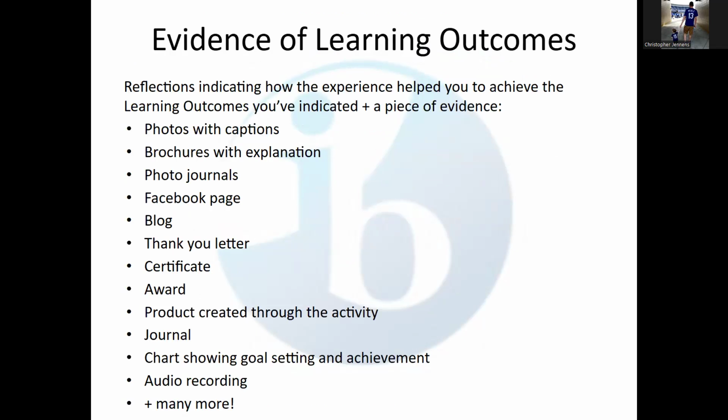You're going to write reflections indicating how the experience helped you to achieve the learning outcomes that you've indicated. With each experience, you will indicate what learning outcome you're achieving. You're going to do a little write-up indicating what that is, and then include a piece of evidence. For the overwhelming majority of students, that evidence is a photo of them participating in that experience.